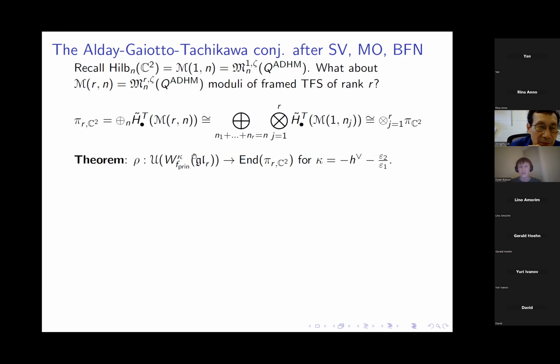The fact that you have GLR instead of SLR, I was commenting, if you had SLR, then the dual algebra would be for PSLR at the opposite level. And the fact that you don't see two different Lie algebras showing up here is because you left your GL1 inside.